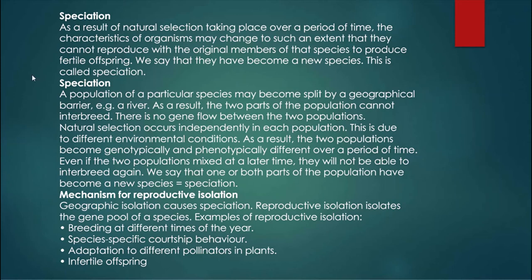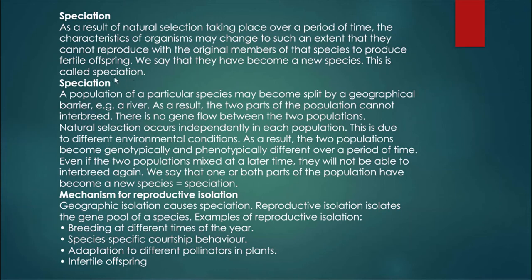Now let's look at speciation. As a result of natural selection taking place over a period of time, the characteristics of organisms may change to such an extent that they cannot reproduce with original members of that species to produce fertile offspring. We say that they have become new species.